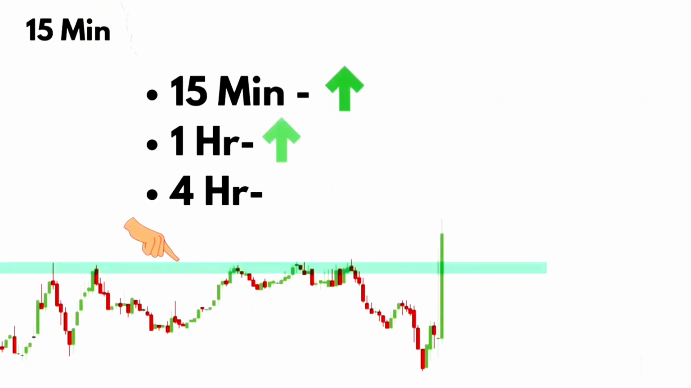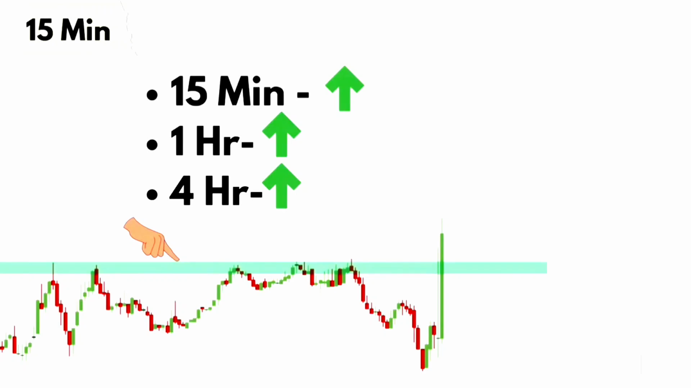Momentum is up in the 1-hour time frame, and finally, momentum is also up in the 4-hour time frame. When the momentum is in the same direction across all 3 time frames, you can consider your setup to be ready, and this is nothing short of magic. Always remember, you should never trade in haste.